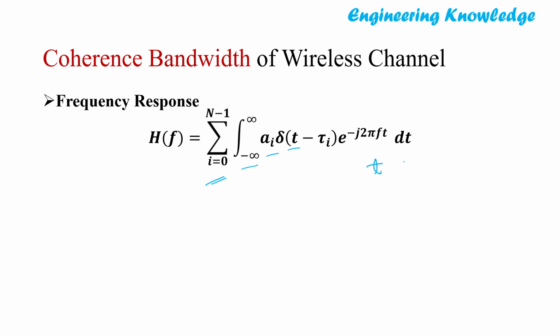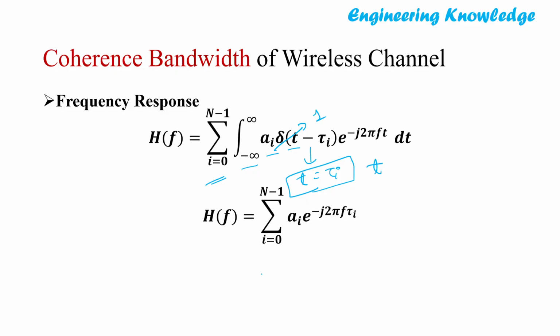The variable is t, and due to the involvement of the delta signal, it is only operative at t equal to tau_i. So what happens is that we can substitute this by 1, and we can take t equal to tau_i in this integration to yield the integral value. And therefore H(f), the frequency response, is also the summation from i equal to 0 to N minus 1 of a_i e raised to the power minus j2 pi f tau_i, where you can see we are putting t equal to tau_i. This is the frequency response of the multipath system, and it of course depends on the amplitude and the delays of each multipath component.